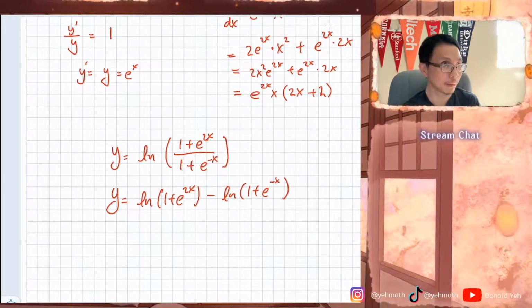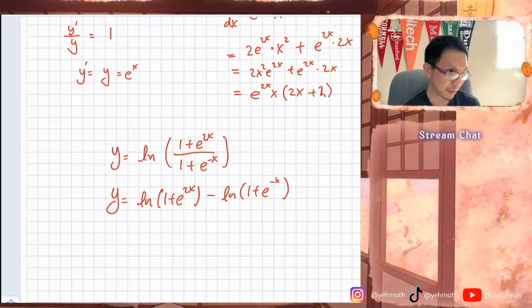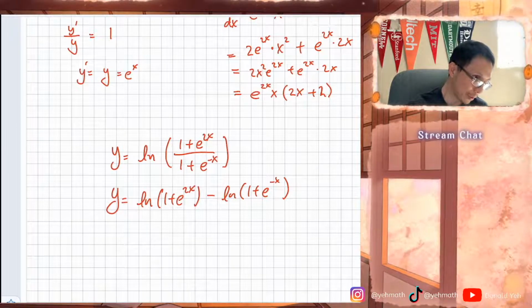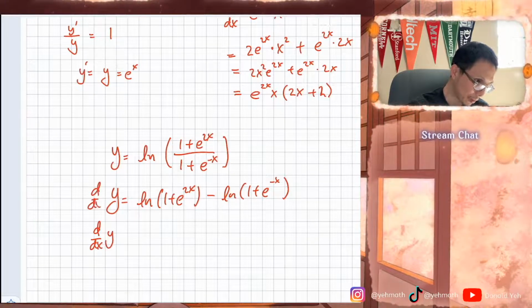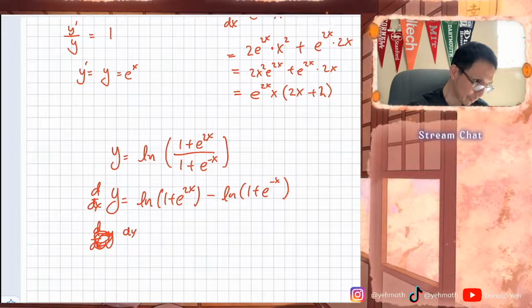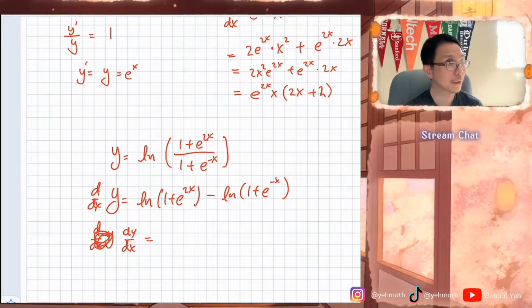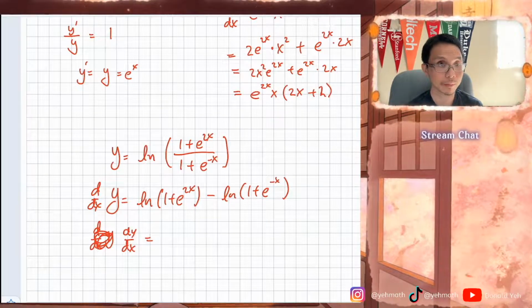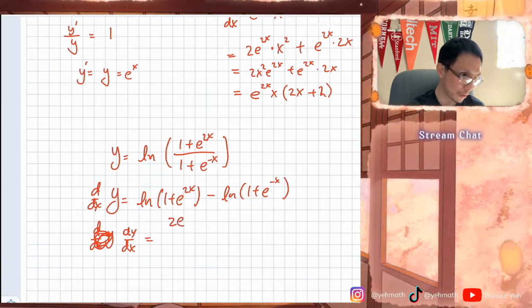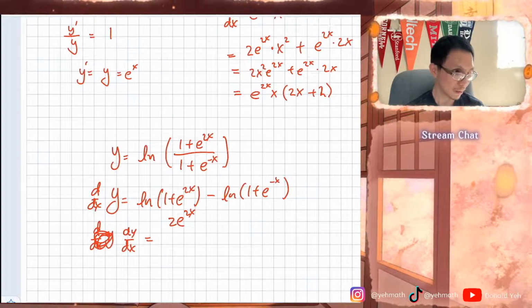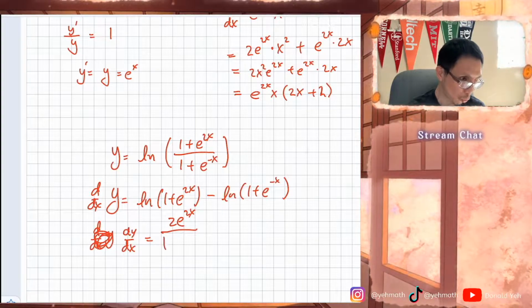Did I do any calculus? No, I just do pre-calc. Algebra 2, even. And let's take a derivative of this. So the derivative of this one, I'm going to get dy dx is equal to what? What's the derivative of natural log of something? 2e to the 2x? What else? Over what? 1 plus e to the 2x.